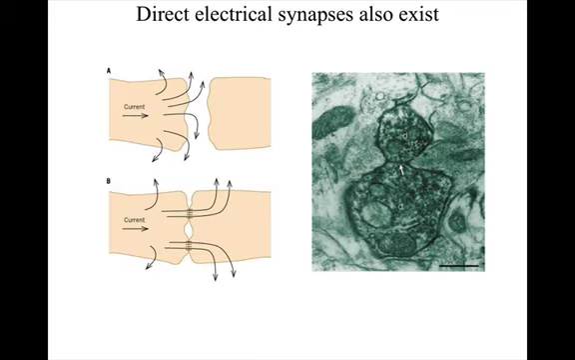If speed is of the essence, direct electrical synapses from one neuron to another exist. There can be a direct flow of ions from one neuron to another. These synapses, often called gap junctions, allow very fast interactions between neurons, for example in synchronizing the activity of interneurons.